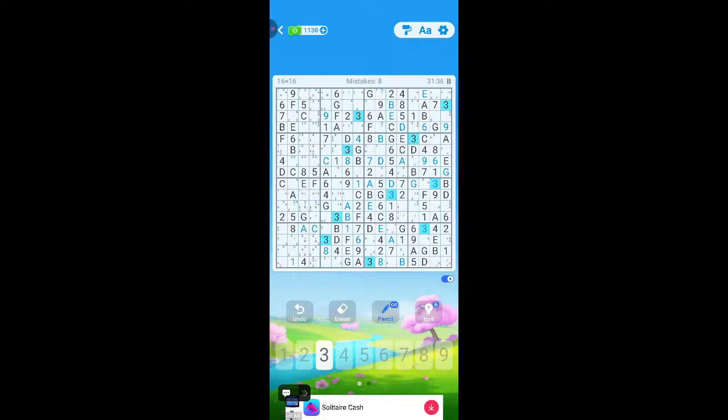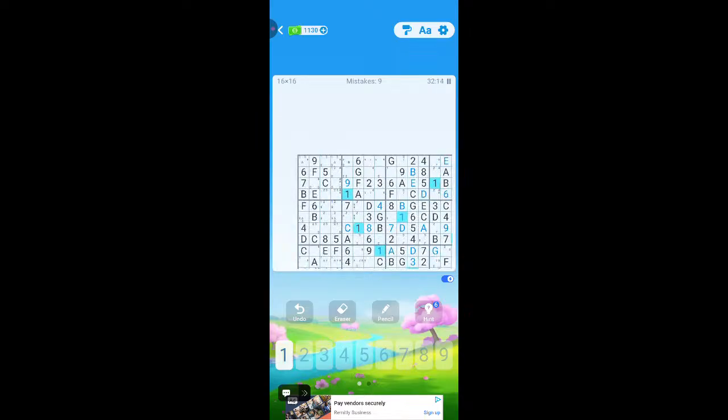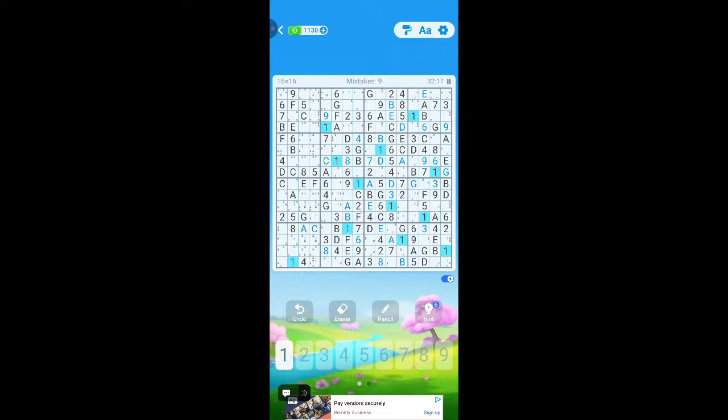2, 3, no. 4, no. 5, 6, 7, 8, 9. A, B, C, D, E, F. Well, we already ruled out F. G. It's a freaking 1. There you go. Where the fuck do you think I labeled? I'm changing the size of it!